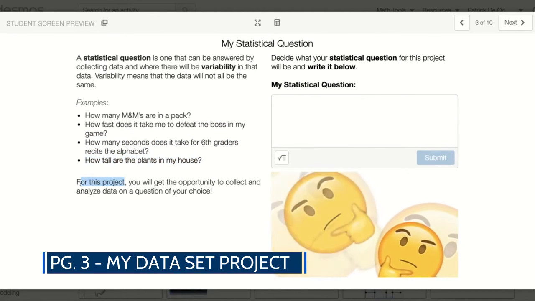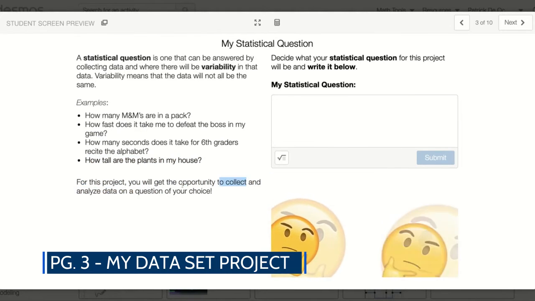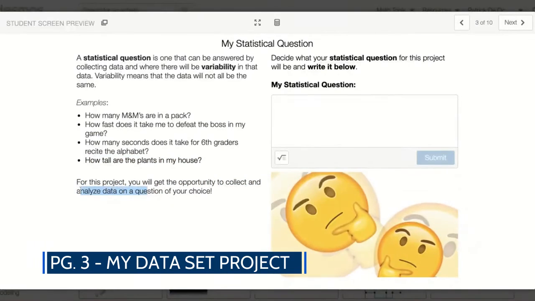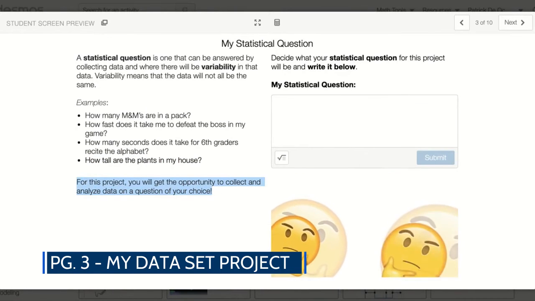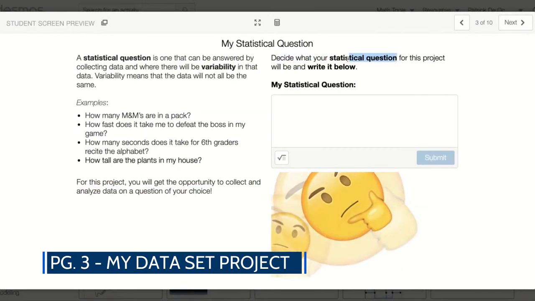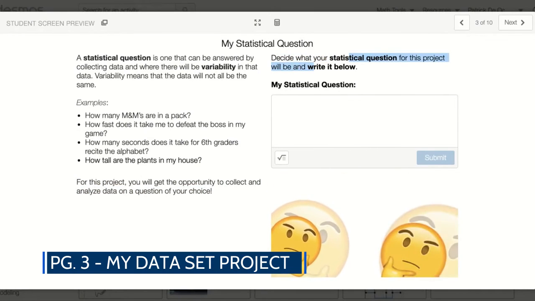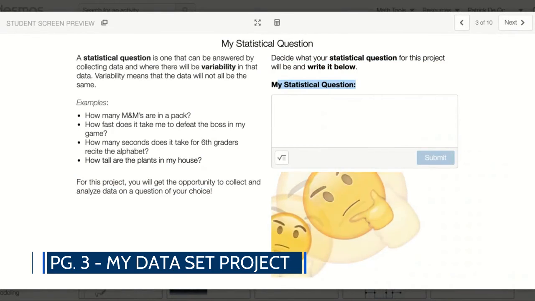For this project, you will get the opportunity to collect and analyze data on a question of your choice. That means you get to choose the question. Decide what your statistical question for this project will be and write it below. My statistical question. And this is page 3.